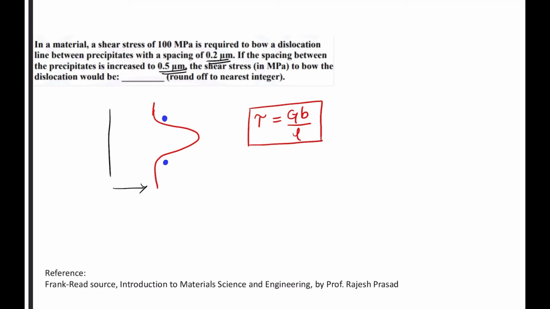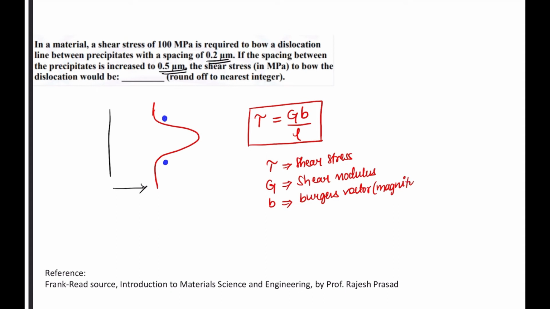Okay, so what is tau? Tau is nothing but the shear stress required for bending or bowing a dislocation. G is nothing but the shear modulus of the material. B is the Burgers vector, or I can say the magnitude of the Burgers vector. Okay, and what is L? As I told you, L is nothing but the distance between the obstacles. In this case, I can write precipitates.